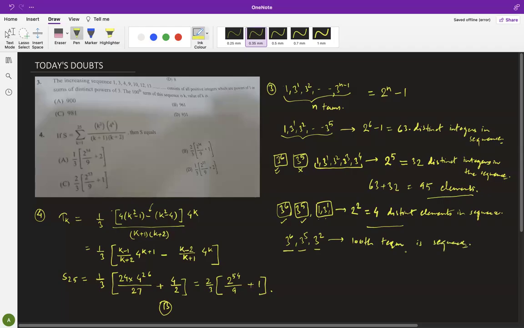That you understood, right? So the 100th term in the sequence would be 3 to the power 6 plus 3 to the power 5 plus 3 to the power 2. Understood? If I add all these, I get 981. So option C is correct.